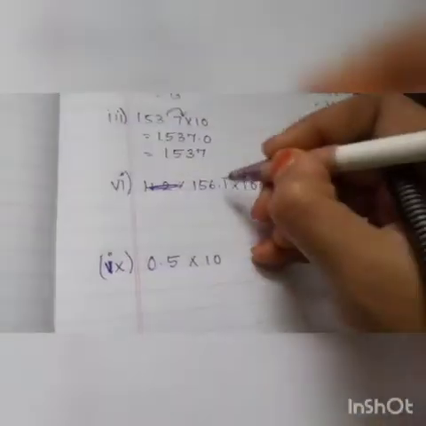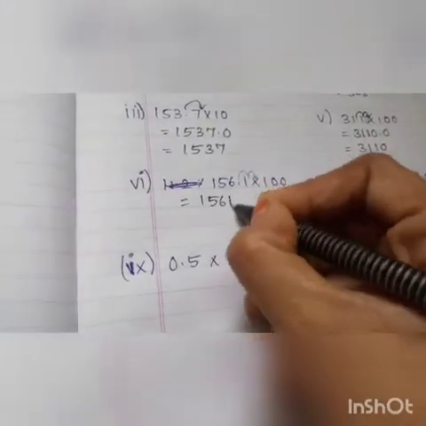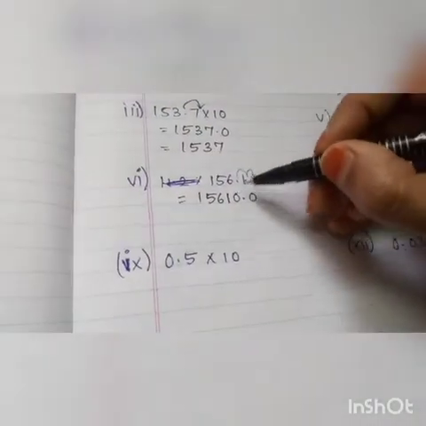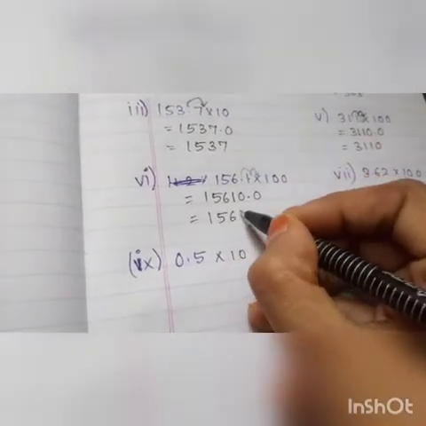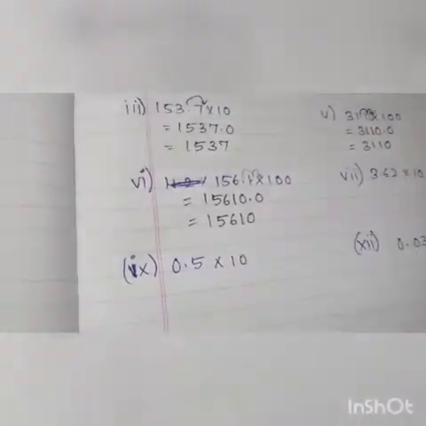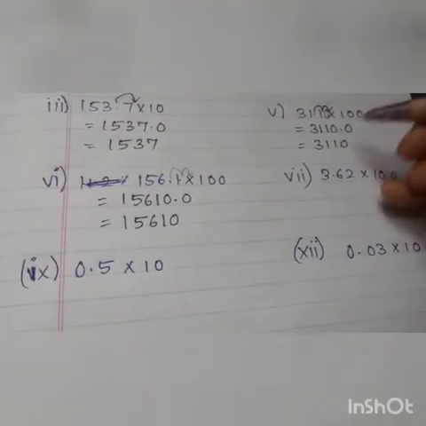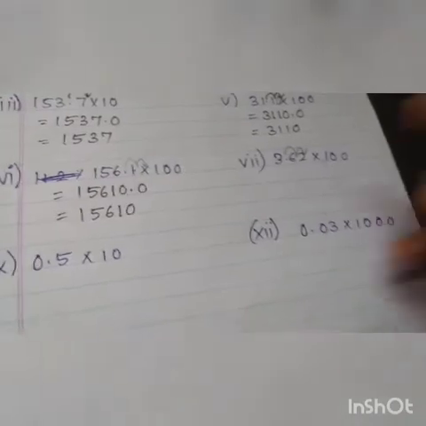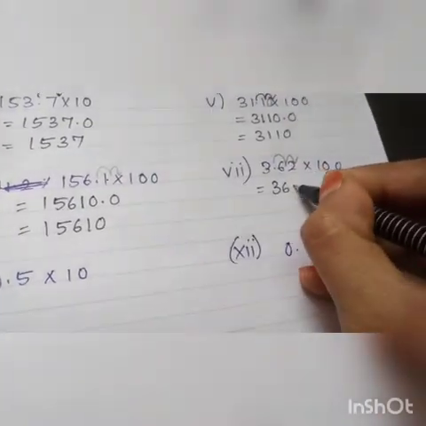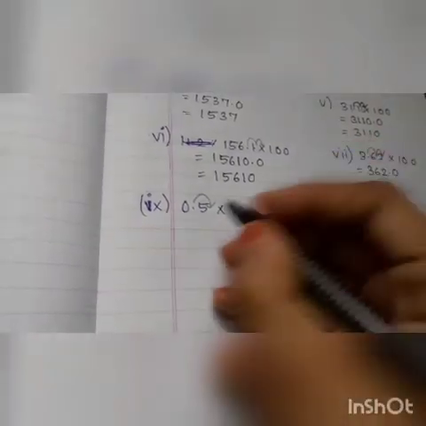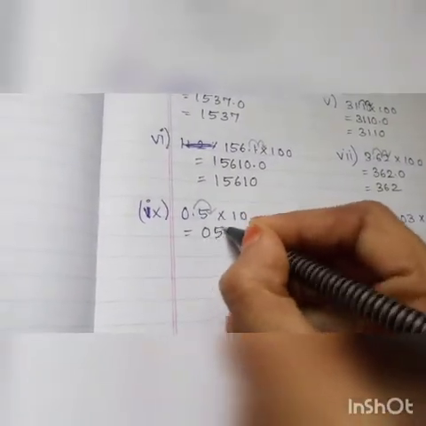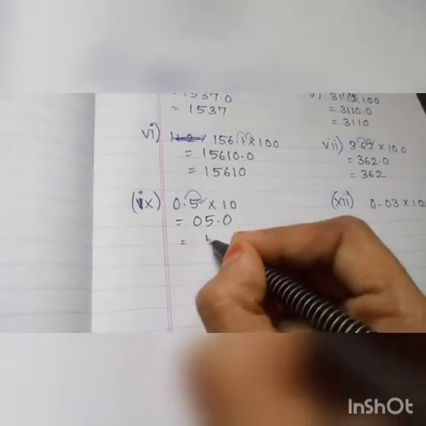Okay. Now, how many zeros? 2 zeros. So 1, 2. How will you write? 156, 10.0. Because one digit is not there, so I am inserting 0. So 15,610 is your answer. Next, how many zeros? 2 zeros. So how will you write? 362.0, which is equal to 362. Now, into 10, one digit. So we will write 05.0. 05.0 is nothing but 5.